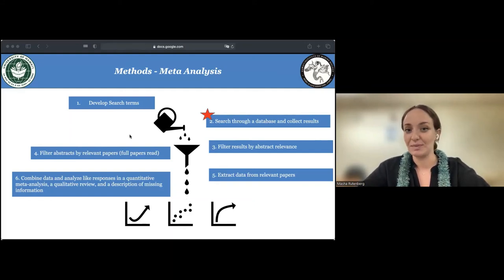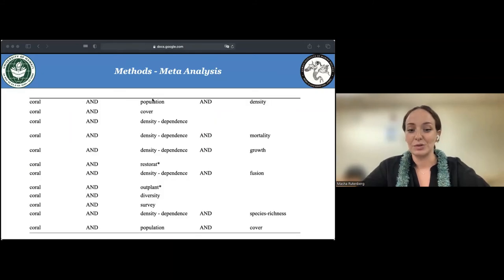Please take a look at number two. I want to explain that I only had the chance to use one database for this meta-analysis. I attempted to use multiple databases, but after inputting one search term, I came across over 10,000 results. And here is a table that showcases all of the search terms that I inputted into Google Scholar.